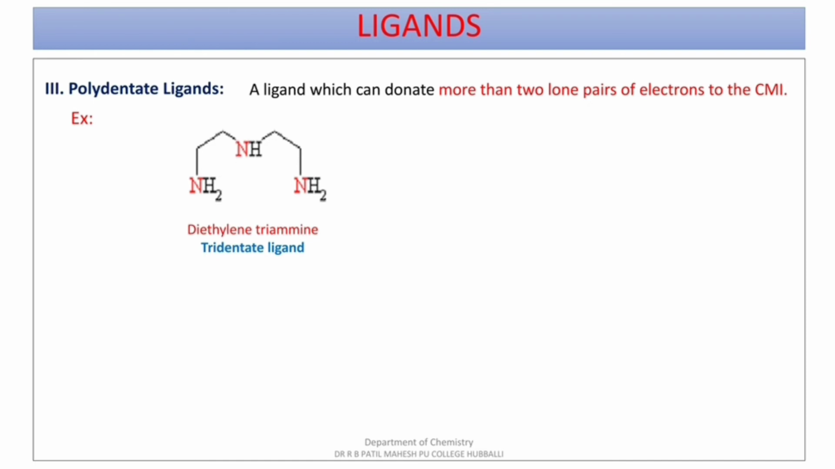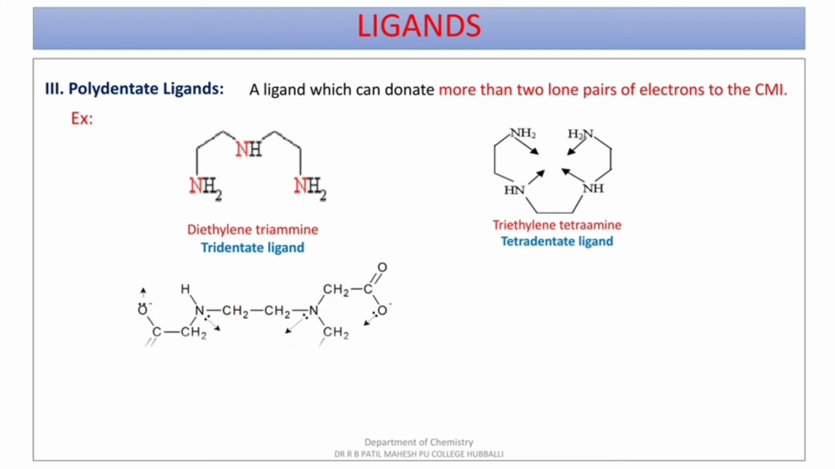Next one, tetradentate ligand, triethylene tetramine. There are four nitrogen atoms which can donate their pair of electron to central metal atom. Next one is pentadentate ligand, ethylene diamine triacetate ion, representation EDTA 3-. See here, there is an oxygen atom with negative charge, one oxygen with negative charge, second oxygen with negative charge, third.